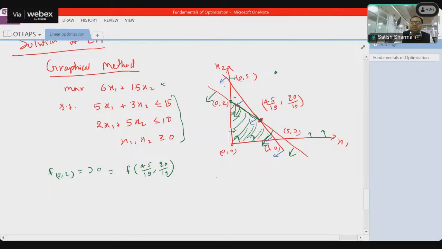So in this case, the objective function value will be maximum over this entire particular line. So this is the case of an infinite number of solutions. Okay, so we get an infinite number of solutions in this particular case.